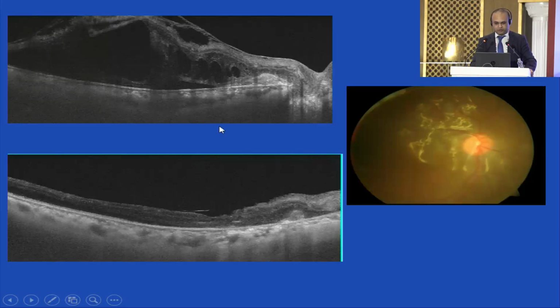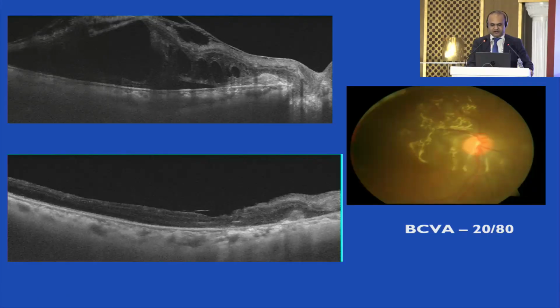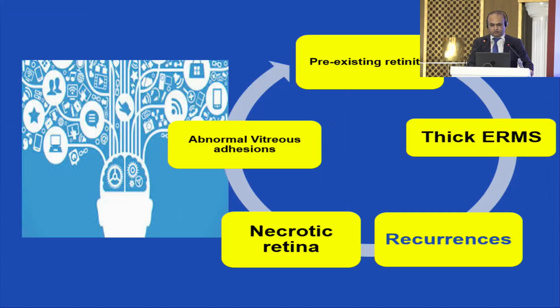So this is what we are talking about. Once you remove these membranes, this is how the retina looks under the cover of silicone oil over here. And this patient ended up having a visual acuity of 20/80, which the patient did maintain for nearly 3 years of follow-up. So these are the points that you need to tackle whenever you take care of any patient of retinal detachment with underlying ARN or CMV retinitis.